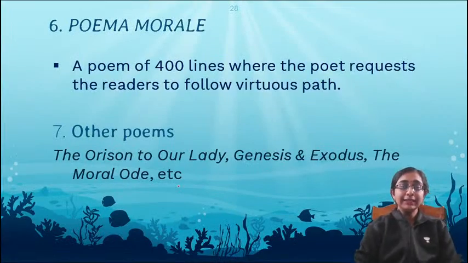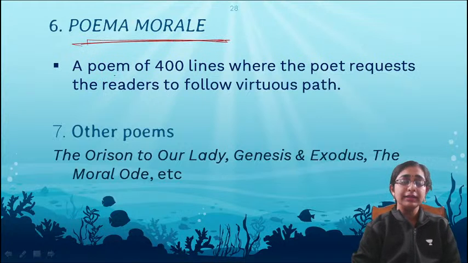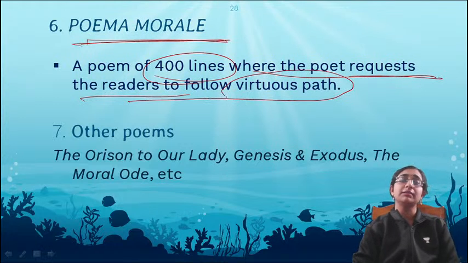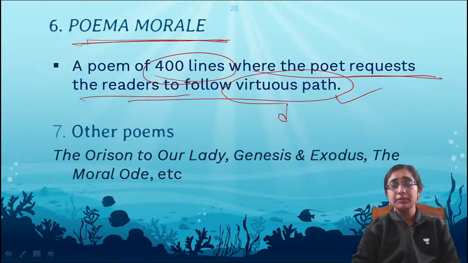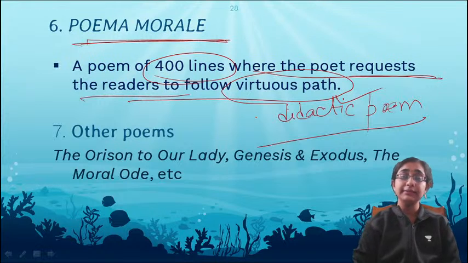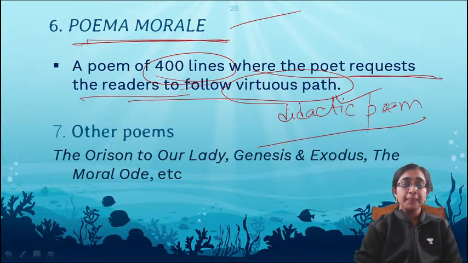Now, the next important poem is Poema Morale. It is not so important. It is a poem of 400 lines where the poet requests the readers to follow the virtuous path. So you can say this is also a kind of didactic poem, where the poet advises the readers to remain on the path of virtue so that you will go to heaven and enjoy the bliss of God. That is the advice of the poet to his readers.